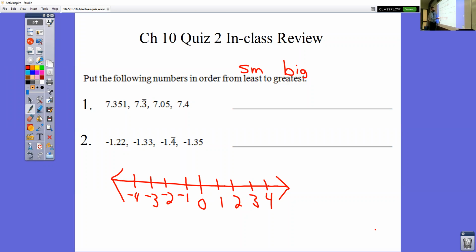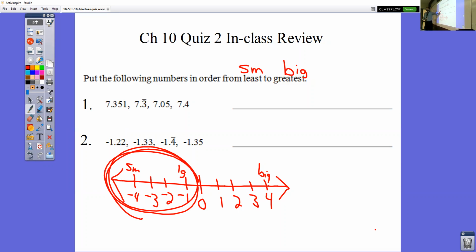So if you think about a number line, -4 is the smallest number up here. +4 is the biggest number up here. If we only take a look at the negative numbers right here, -4 would be the smallest because that's the farthest away from zero. -1 would be the largest number. So negative numbers sort of work backwards.